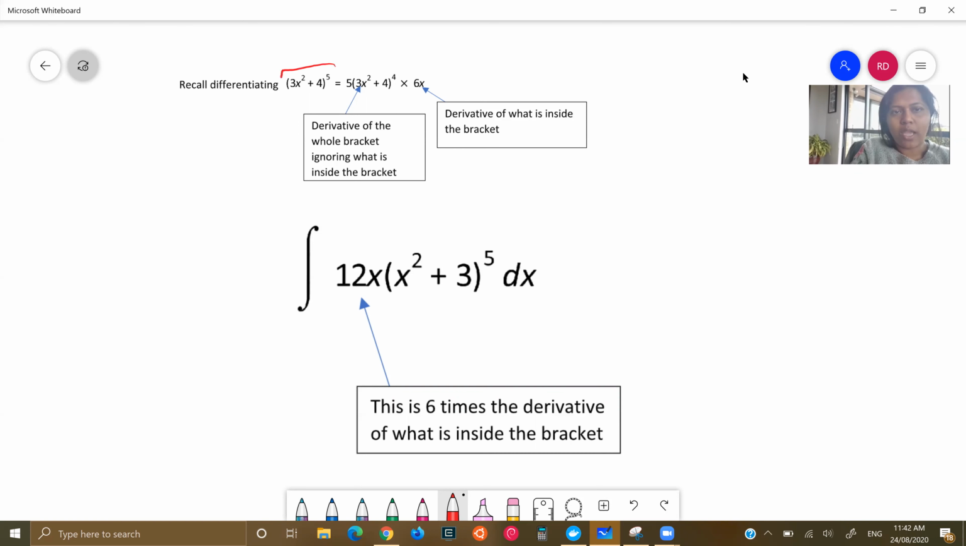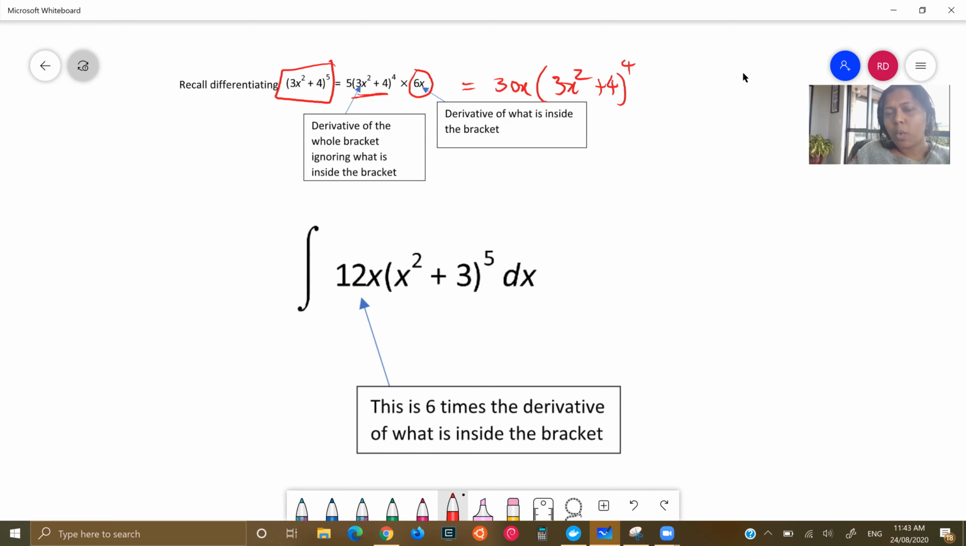If you had (3x squared plus 4) to the whole power of 5, the chain rule was you just pretend that whatever's inside the bracket is one variable. So you've got 5 times whatever's in the bracket to the power of 4, because you've taken 1 away from the 5. And then you times by the derivative of what's inside the bracket, which simplifies to, let's say, 30x (3x squared plus 4) to the power 4.